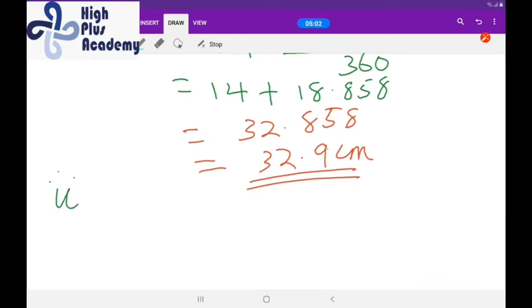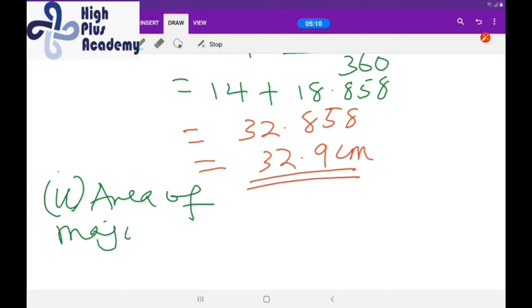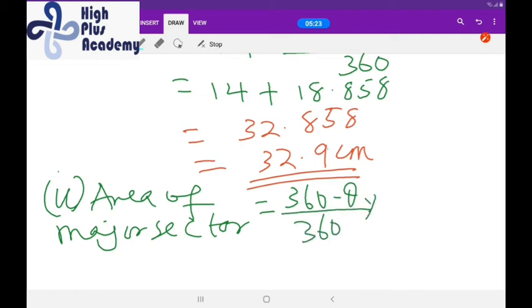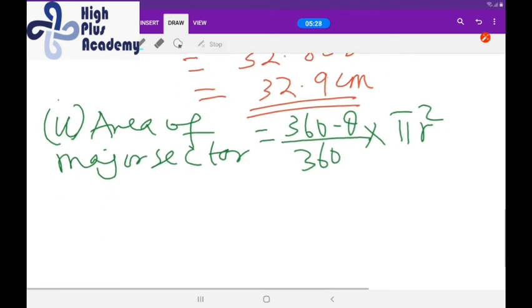Now the next one says, calculate the area of the major sector. Area of major sector. Now, for major, we always have 360 minus that angle. This one is now area. That becomes 360 minus the angle over 360 times pi r squared. Very good. So what do we have here now?